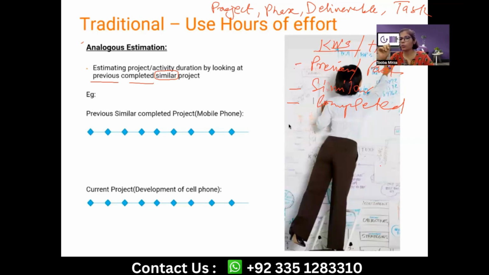Yes, so these are the keywords, and you may get some keyword as historical or history as well, right? Which is the same thing as previous or past. So if you are seeing these keywords or some of these keywords in the question, then most likely they are talking about analogous estimation.